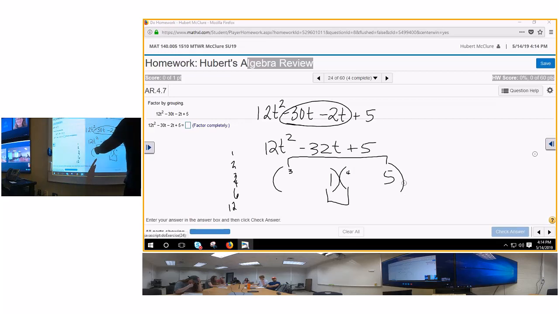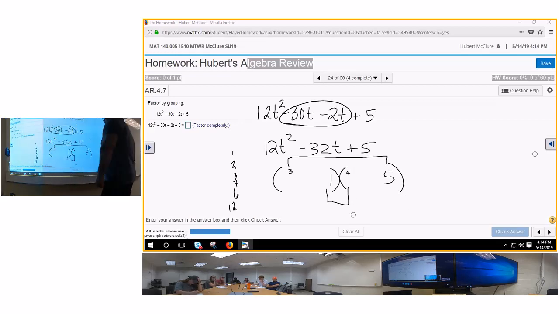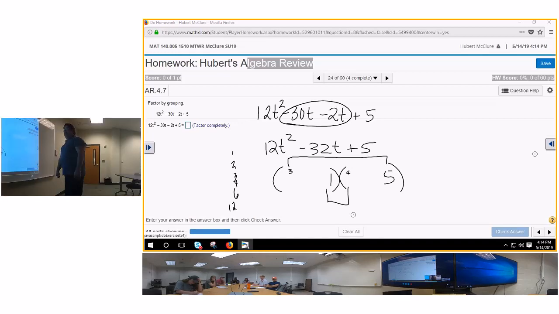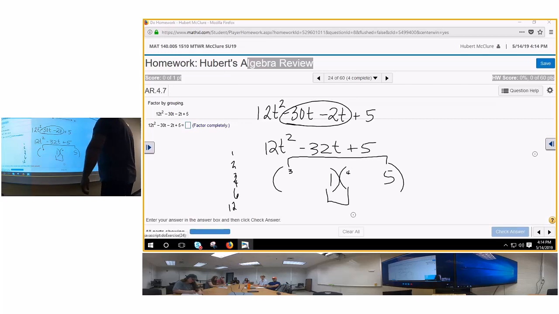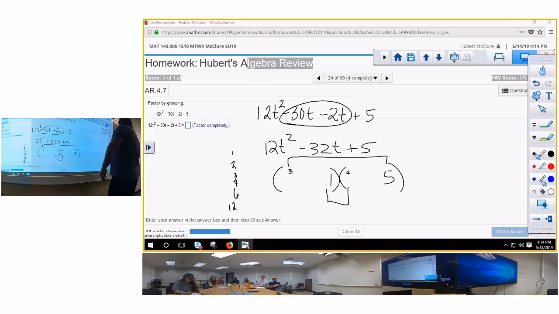What is 15 plus 4? I'm asking y'all to interact with me. 19. What is 15 minus 4? So this is going to give us a 19 or 11. What's the middle term? So you can forget 3 and 4, so let's switch it. 4 and 3.